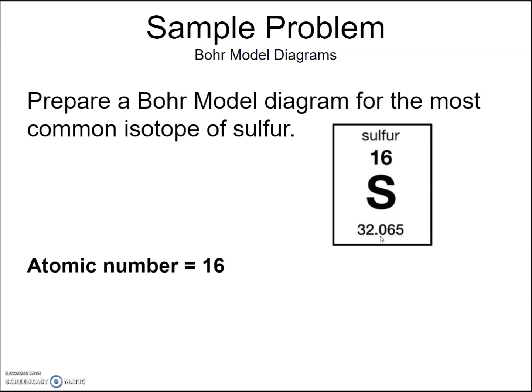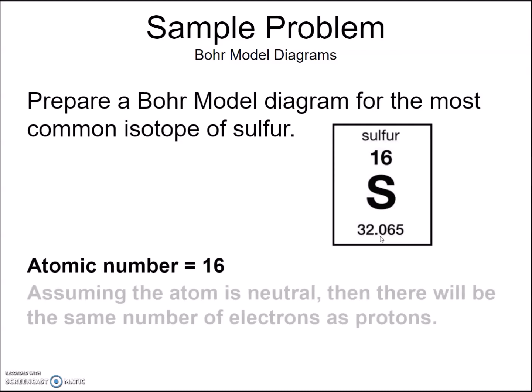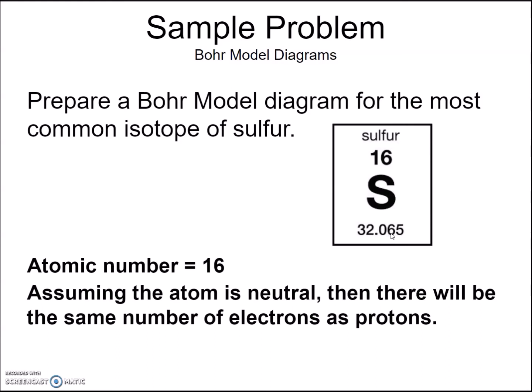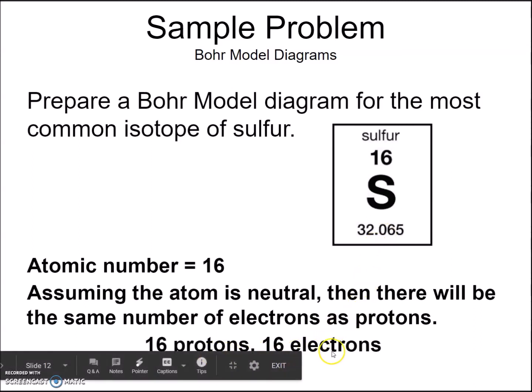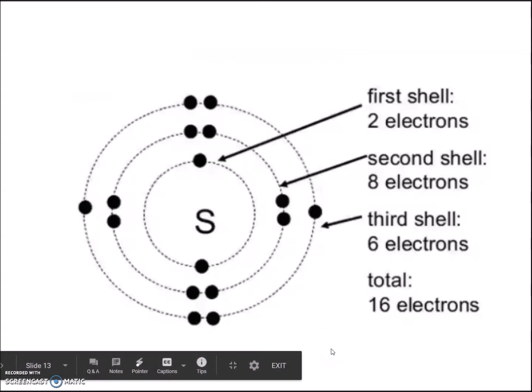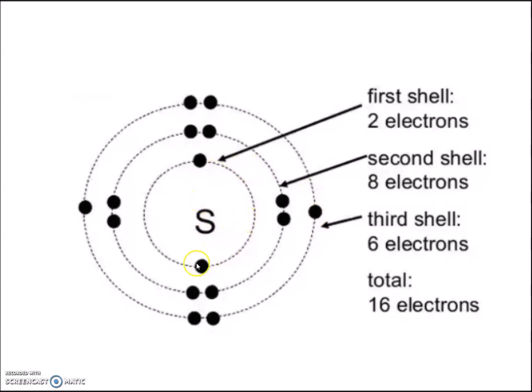But in this case, we're going to keep it really simple. The atomic number is 16. We're assuming that the atom is neutral, so there will be the same number of electrons as protons. So in this atom that we're going to draw, there are 16 protons and 16 electrons. We'll start by putting the element symbol in the middle of the diagram. And then around that, we're going to start drawing rings. Sulfur will take 3 rings in order to find a home or a place for all 16 electrons.